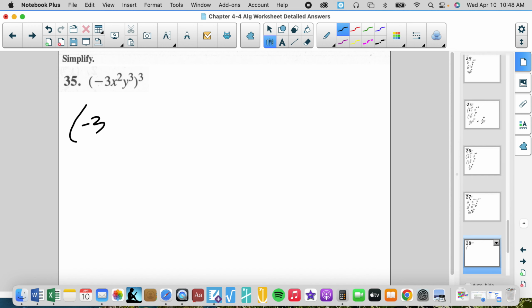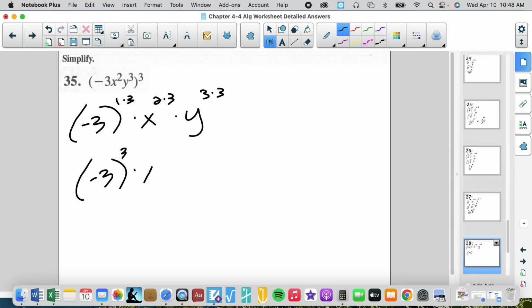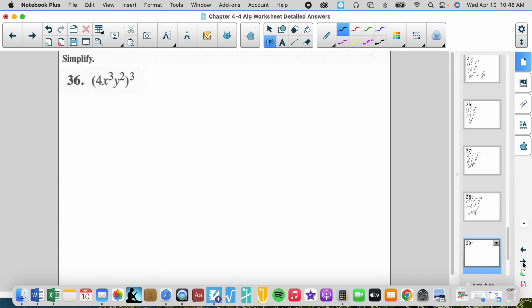We have our first negative. We're going to have the quantity, x to the 2 times 3, y to the 3 times 3. That's the quantity of -3 to the 3rd, x to the 6th, y to the 9th. -3 to the 3rd is going to give us -27, x to the 6th, y to the 9th. We keep our negative because we have an odd number of negatives.